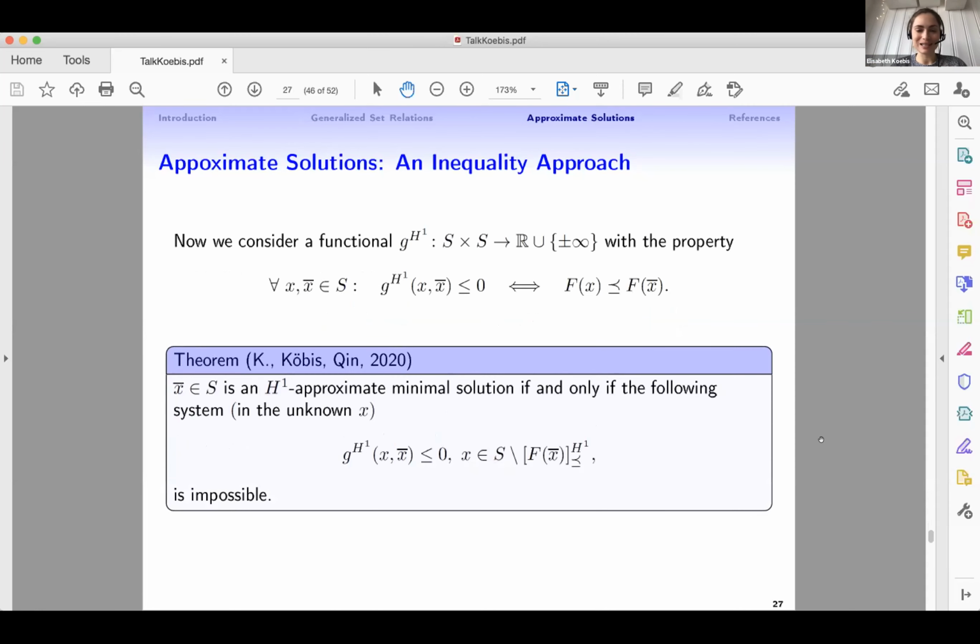So I will just skip this, and I will just say that we then derived inequalities, and we found equivalent representations of H1 and H2 approximate minimal solutions just in terms of single valued inequalities.